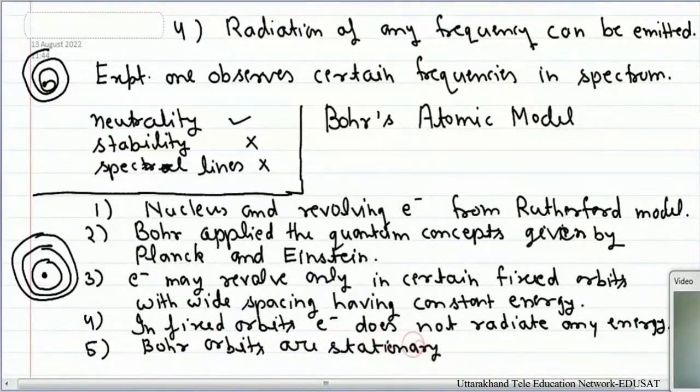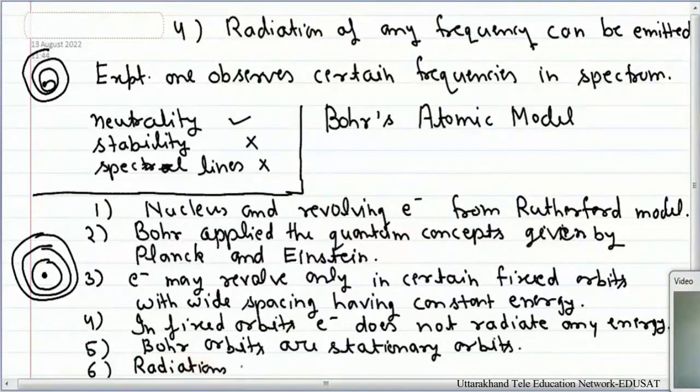Stationary orbits. While the Rutherford orbits are not stationary orbits, the path of orbits are always changing. But here the path is fixed and the orbits are also fixed, and each orbit has fixed energy, and therefore they can explain the stability criteria.